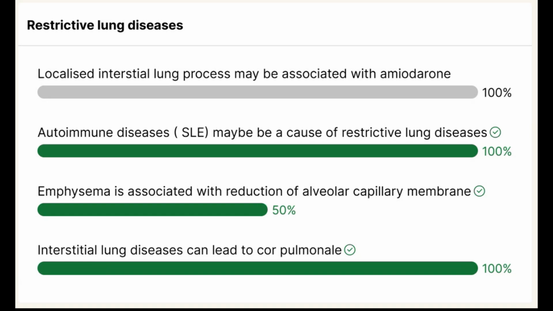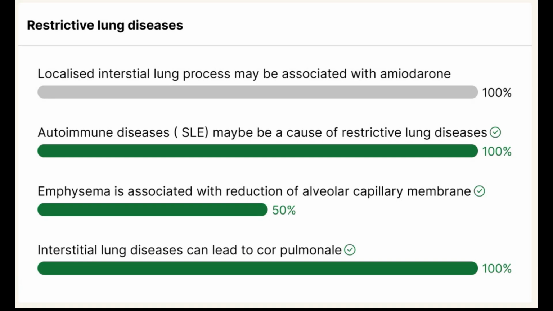Emphysema is associated with reduction of the alveolar capillary membrane. Usually in the beginning, we consider it more obstructive, but with increased inflammation and the deficiency of alpha-1 antitrypsin, it has more of a restrictive result.